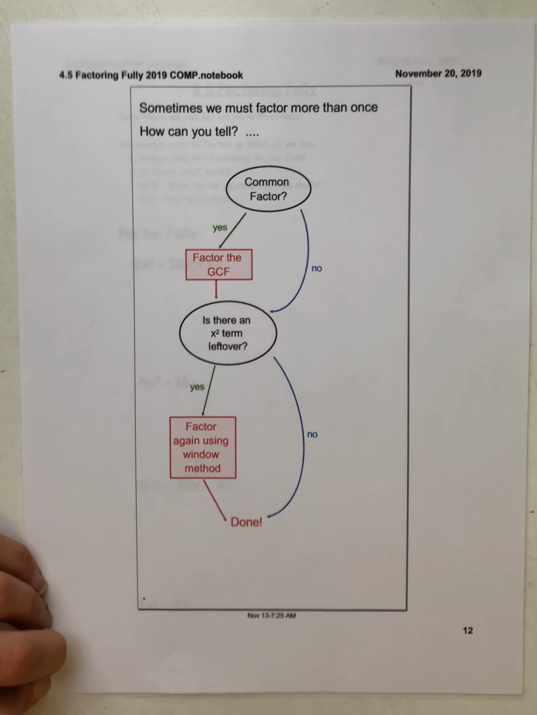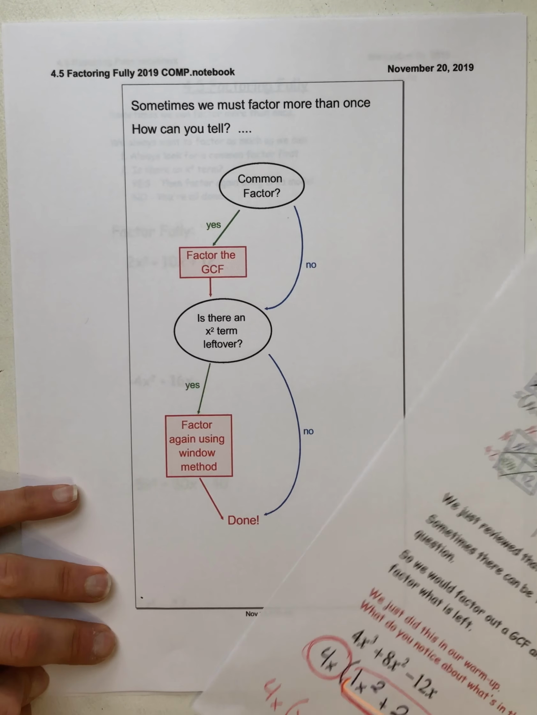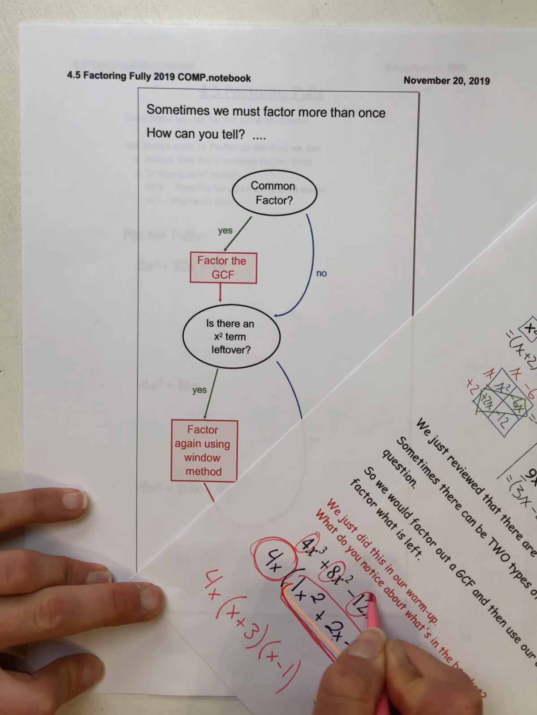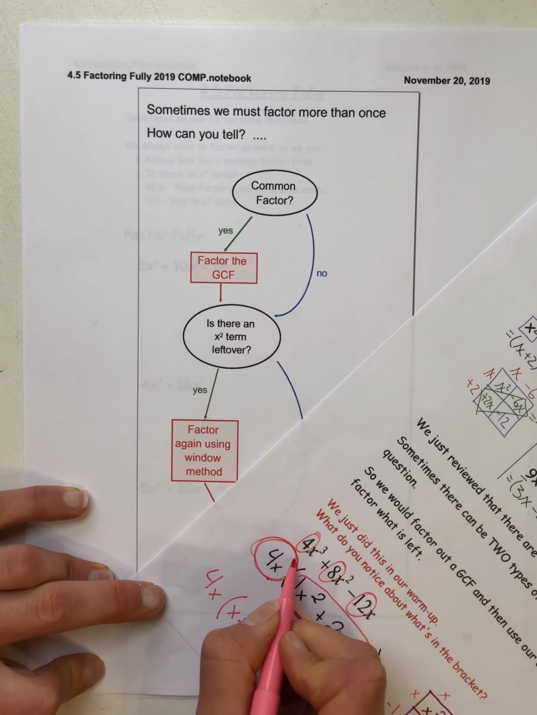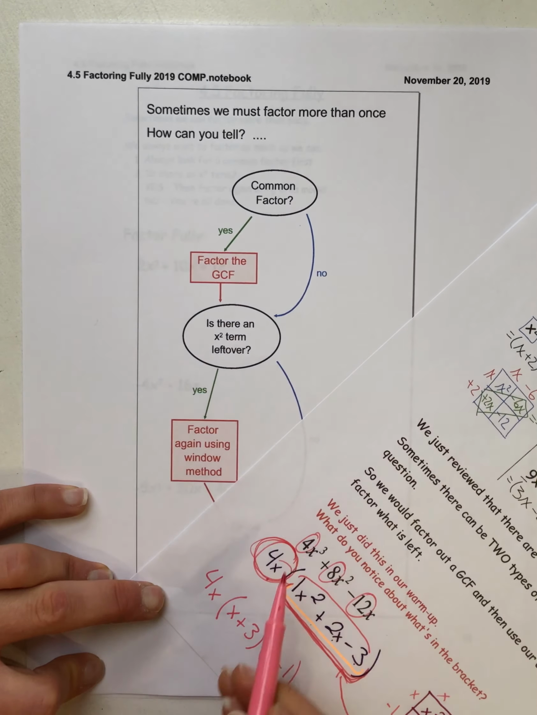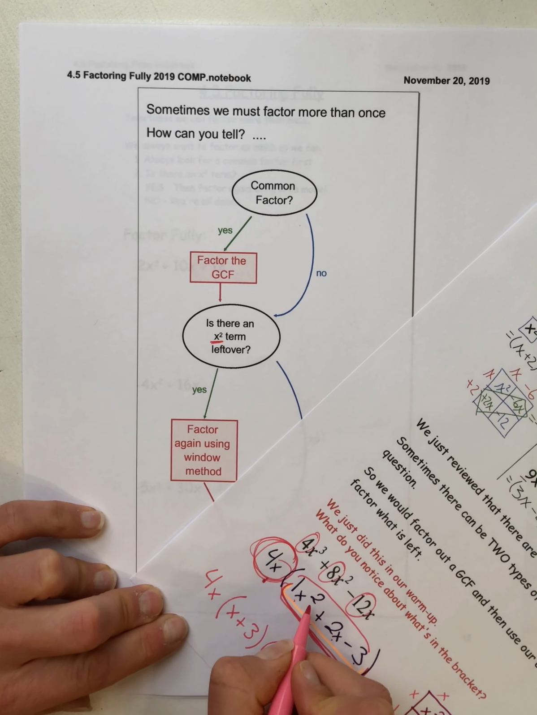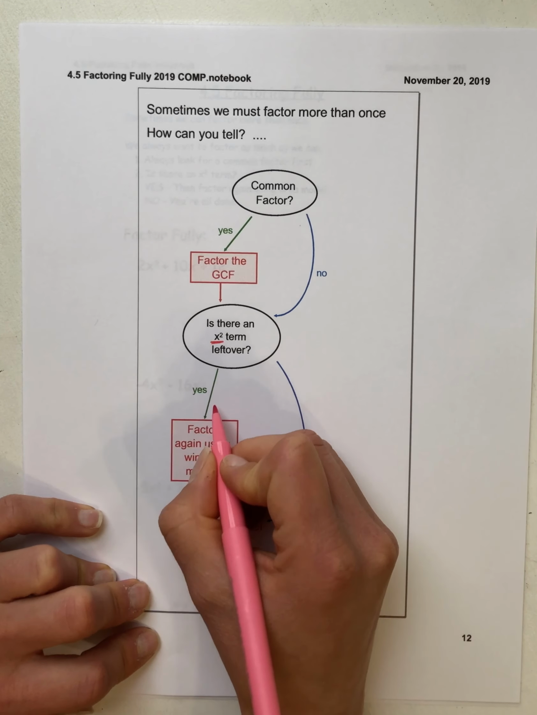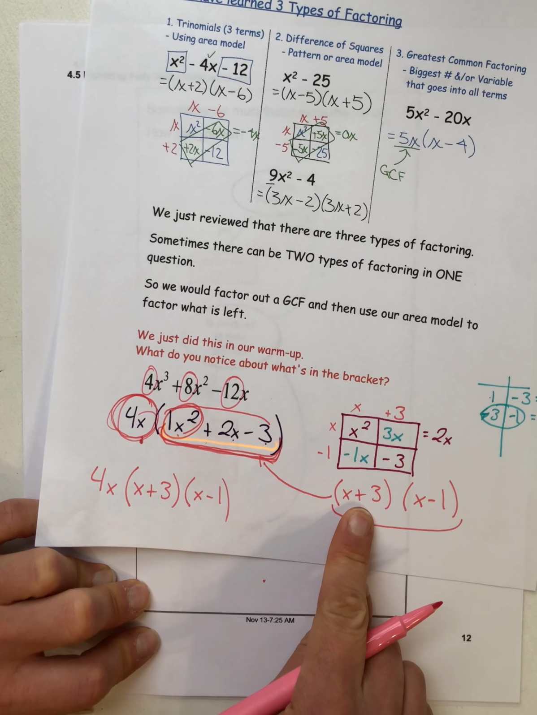So how do we know if we need to do multiple steps? Well, let's take a look. So we need to see if we have a common factor, right? Can numbers be broken into smaller numbers? Yep, so we can see that this one did. So yes, we factor it. And then is there an x squared term left over? Right, there was an x squared term left over here. So we can factor again using the window method.